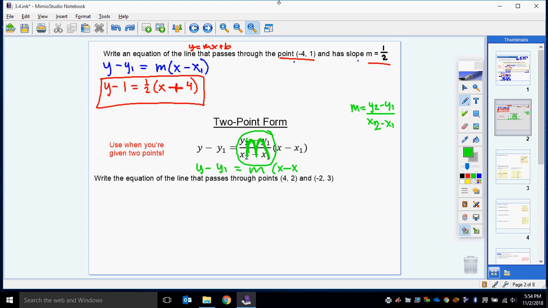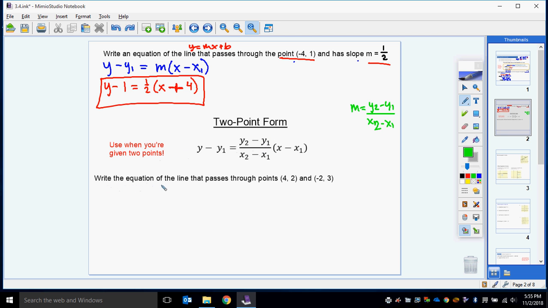Why is it helpful? This is helpful when we're given 2 points. Okay, it's called two-point form for a reason. When we're given 2 points, we use it. So this right here just means you're finding the slope. Find the slope, plug it in for m into this equation. Okay, so don't let two-point form confuse you.